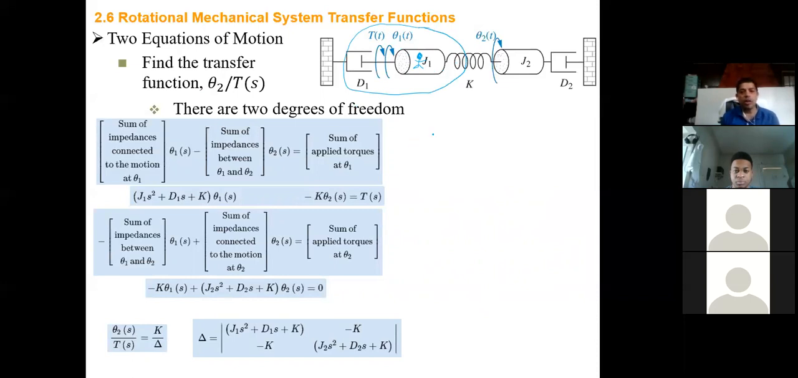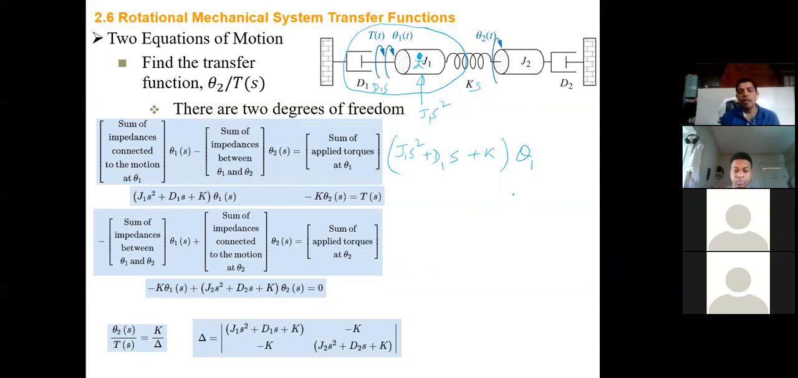Okay. Now, what is the sum of impedance? So now what I said is just write theta 1. Write theta 1. Then what is this? D1S. What is this? KS. What is this? J1S squared. What I said is, don't worry about the sign, just add them together. J1S squared plus D1S plus K. Add them together.